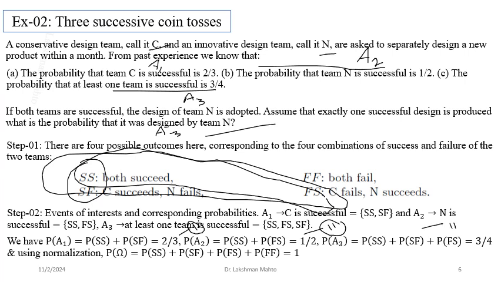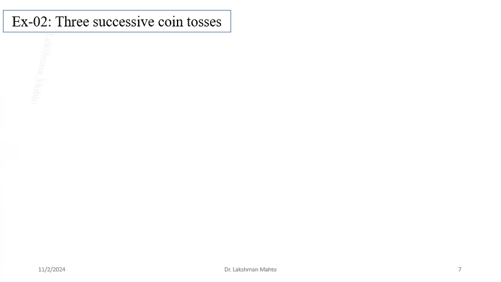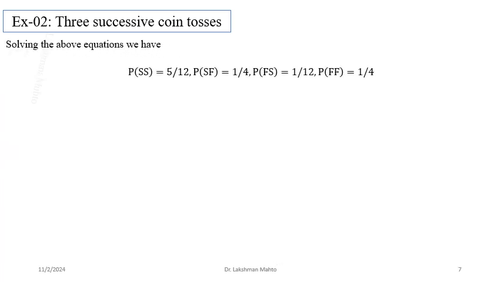That means, how many outcomes are we having? 4 outcomes we are having and 4 equations we are having. So easily we can solve these equations and we will get the probability of these 4 outcomes. We have 4 equations and 4 unknowns. So solve this and you will get the probability of the corresponding outcome.